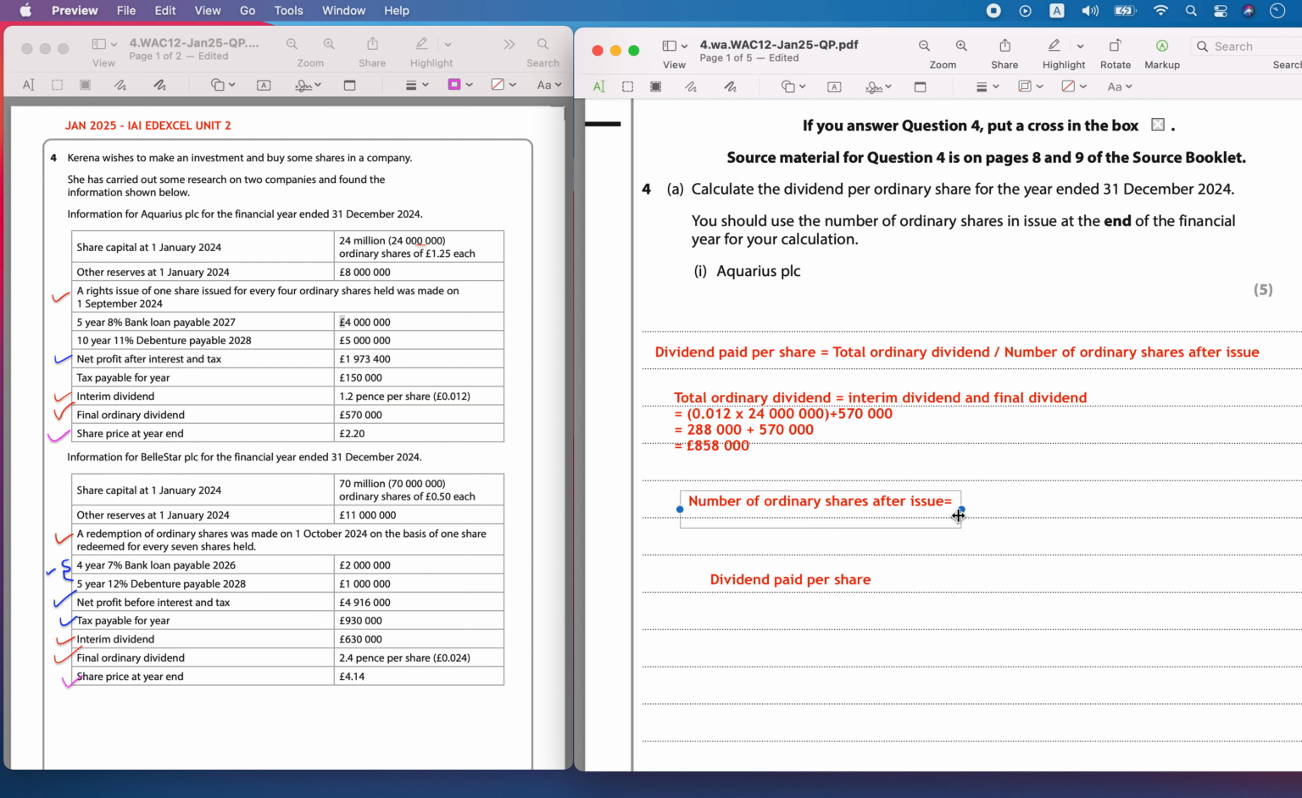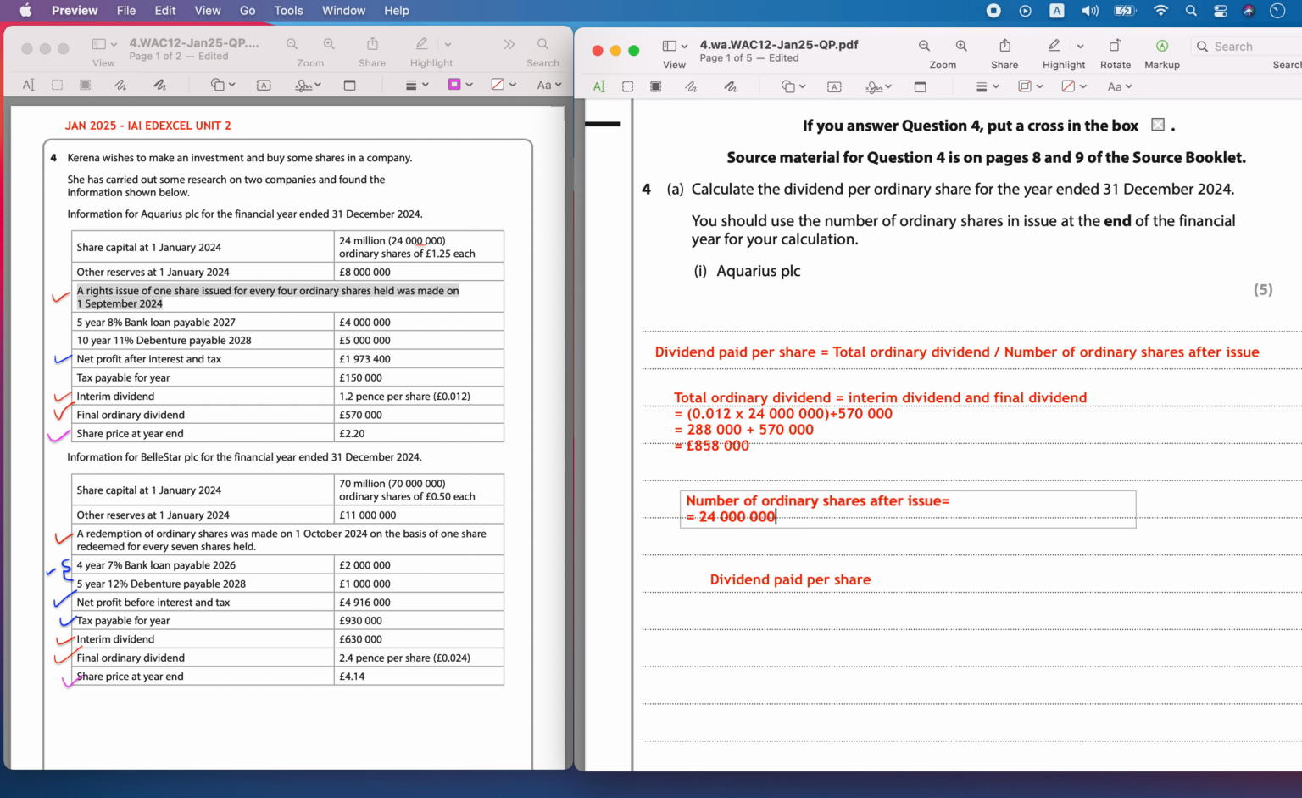And this is the formula. Now let's calculate the number of ordinary shares after the issue. It has changed at the end because of the rights issue made. Here they are saying a rights issue of one share is going to be issued for every 4 ordinary shares held. So if I'm holding some ordinary shares, for every 4 shares I will get one more share extra. That is the meaning.